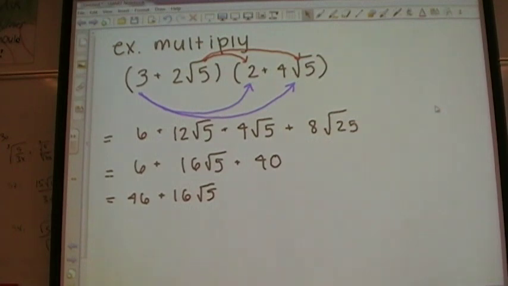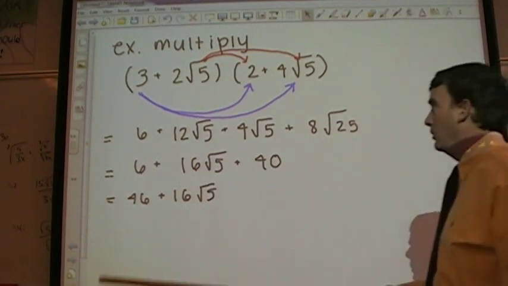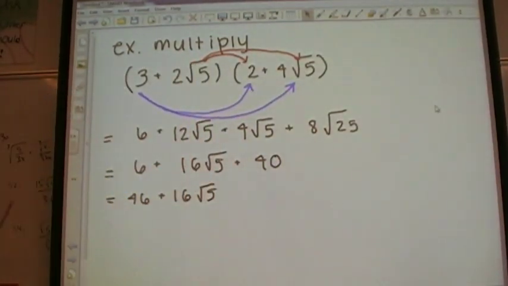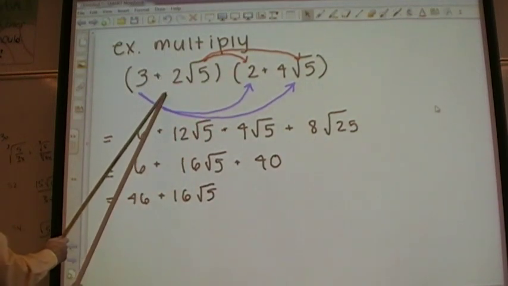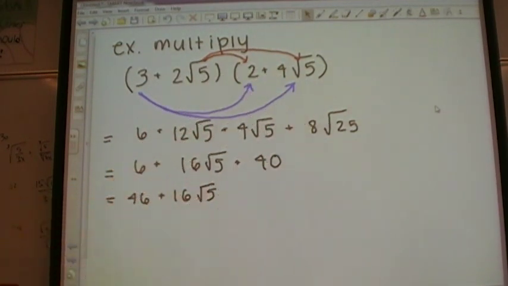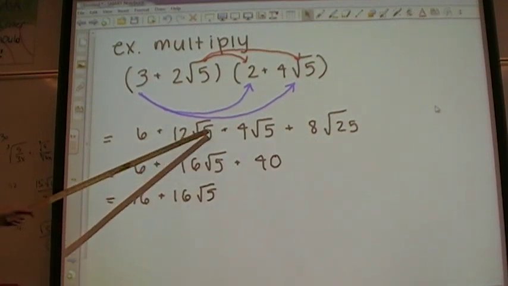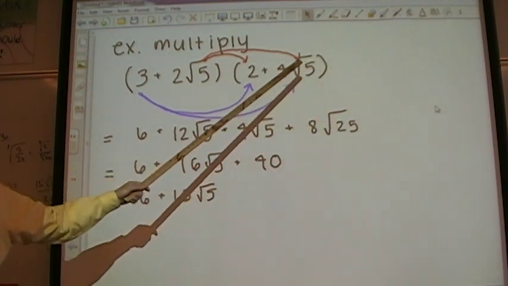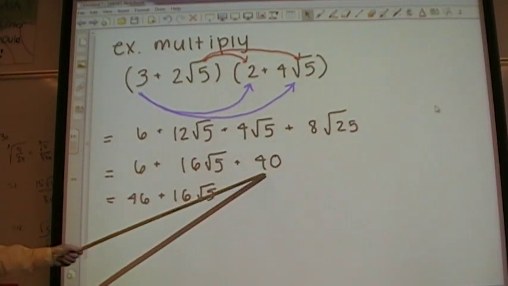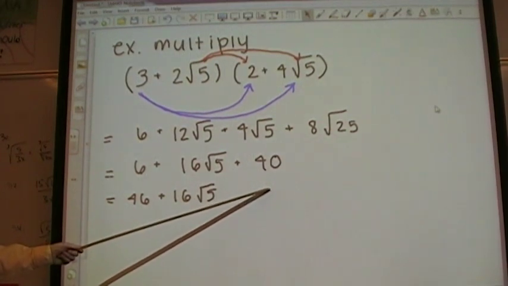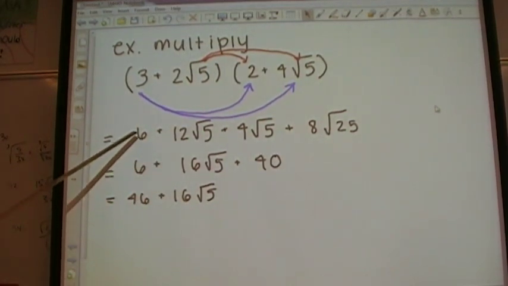Multiplying. When you multiply two binomials, you still FOIL. You don't do anything differently just because it has a radical with it. When we do FOIL, we do 3 times 2 to get 6, plus 12 root 5, plus 4 root 5, plus 8 root 25. Some of you may be able to skip this step because we know root 5 times root 5 is just 5. You may be able to go straight to the 40. Alright? And then just combine like terms.